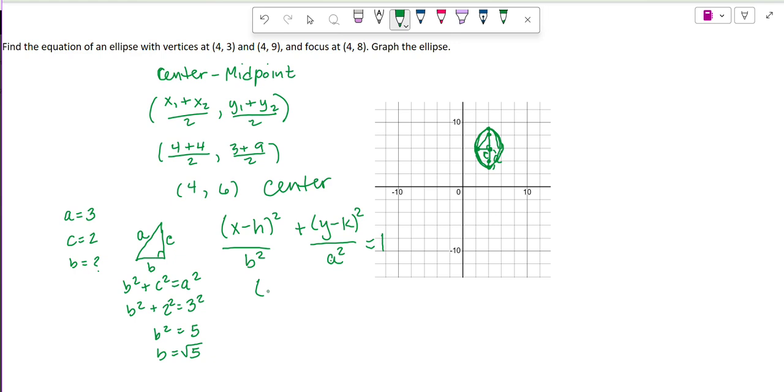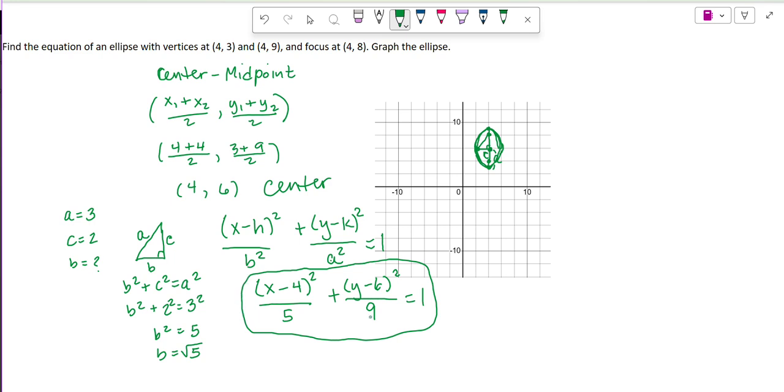So x take away h. So x minus the center, right? Don't forget to use the center there that we found. X minus 4 squared. And we also have y minus 6 squared, again from the center. And then we're going to set that equal to 1. We're going to put a squared under the y, which is 9, 3 squared. And then our b squared is 5. So this is our equation of the ellipse, and we've already managed to draw it.